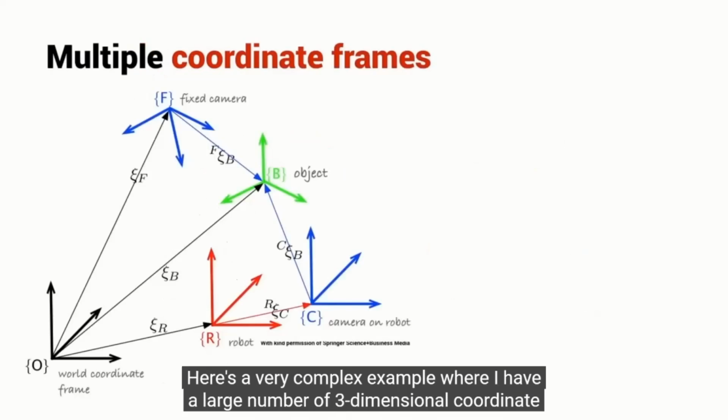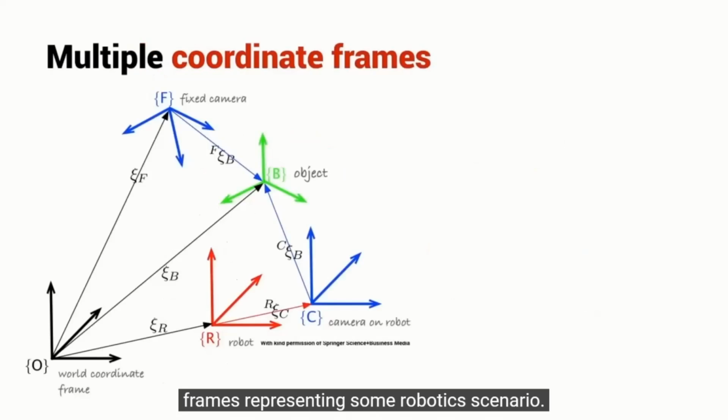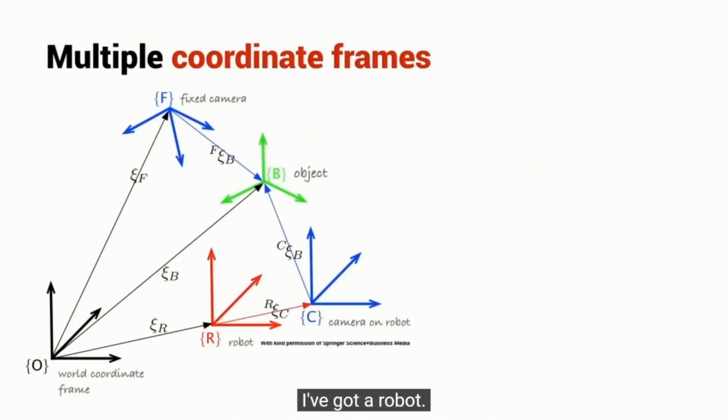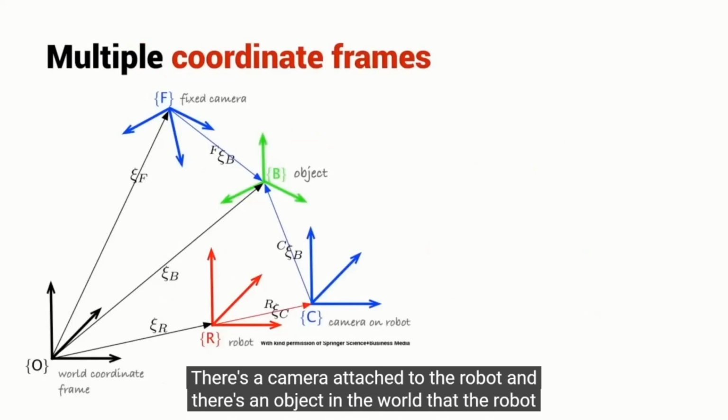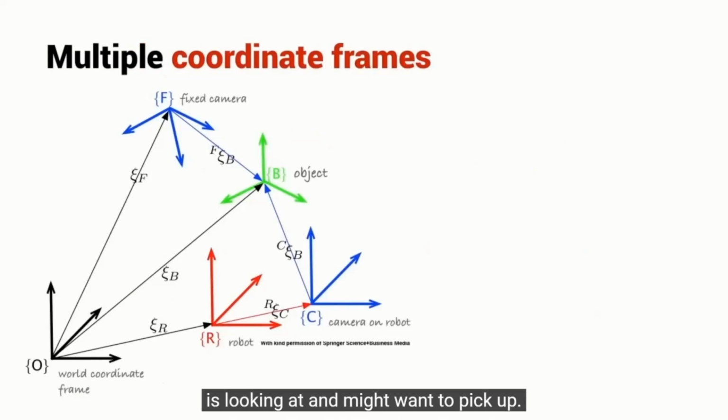Here's a very complex example where I have a large number of three-dimensional coordinate frames representing some robotic scenario. I've got a world coordinate frame, I've got a camera that's fixed in the world, I've got a robot, there's a camera attached to the robot, and there's an object in the world that the robot is looking at and might want to pick up.